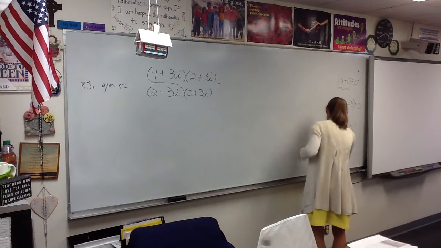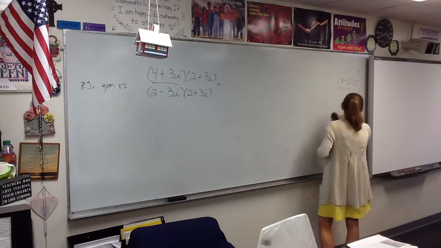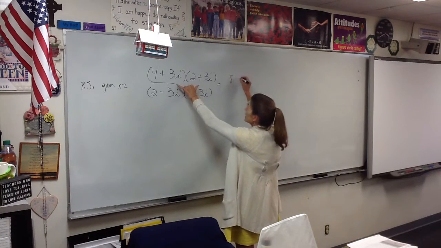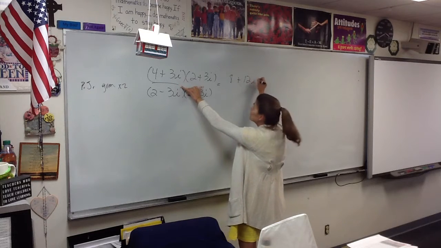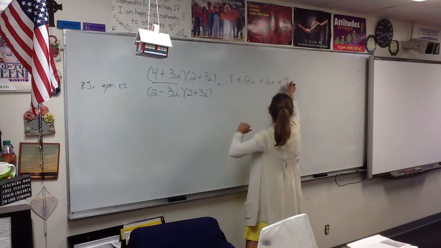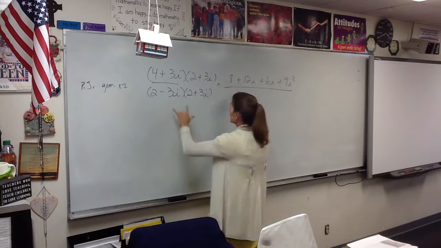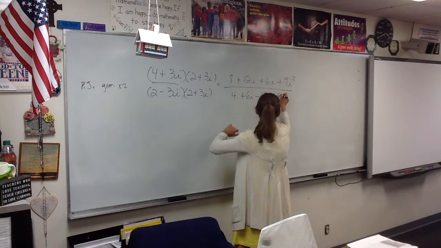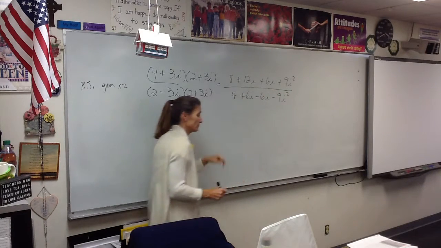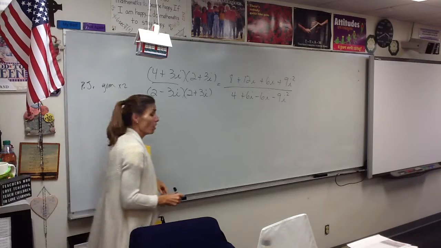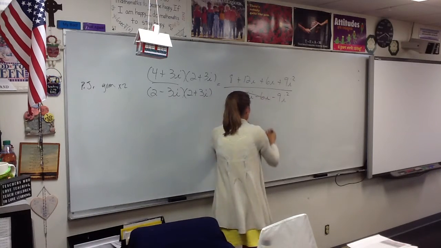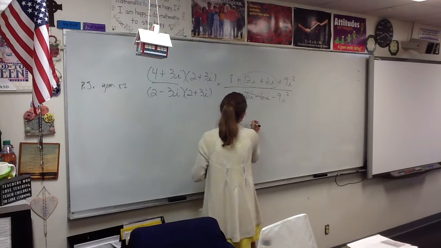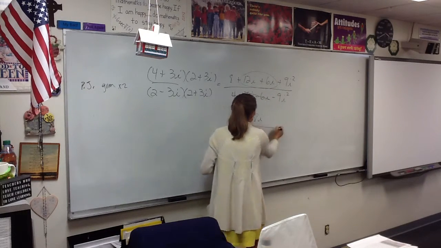So here we go. FOIL: first, outside, inside, last. First, outside, inside, last. First, outside, inside, last. The 2 in the middle will cancel on the bottom. On the top, the 2 in the middle will add together. Right?